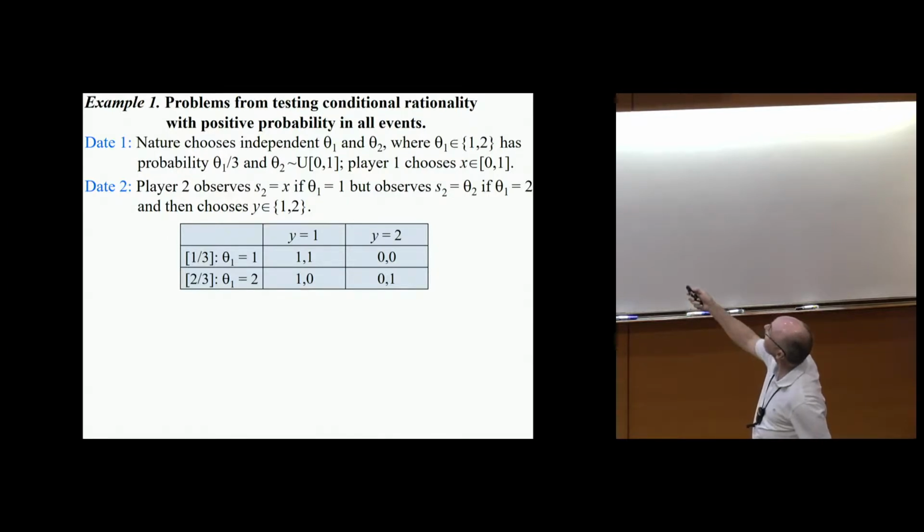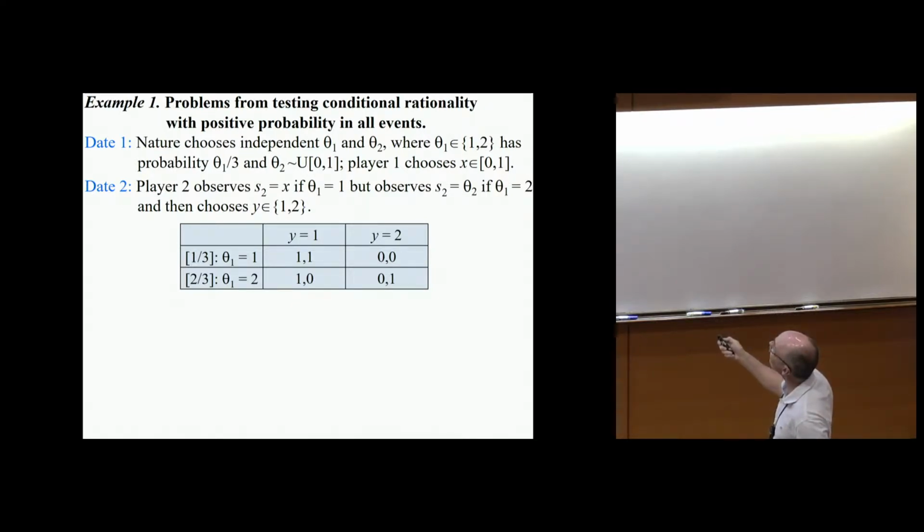But let's see what the payoffs are here. Notice that player 1 gets a payoff of 1 no matter what theta 1 is, so long as player 2 chooses 1. And player 1 gets a payoff of 0 if player 2 chooses 2. So player 1 just wants player 2 to choose 1, no matter what. What about player 2?